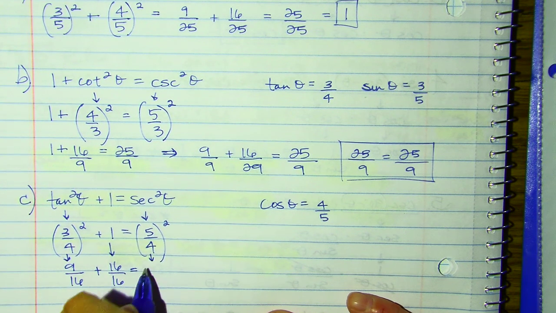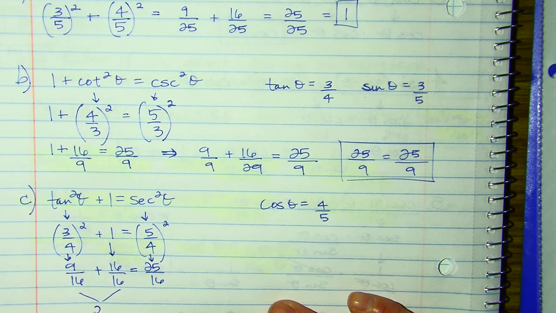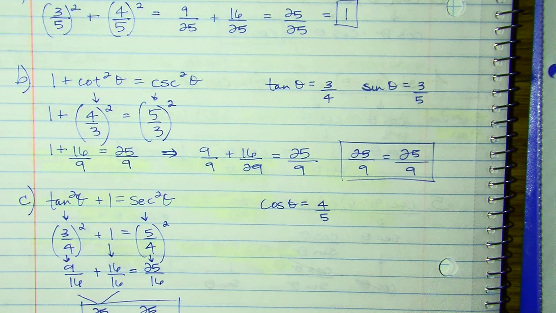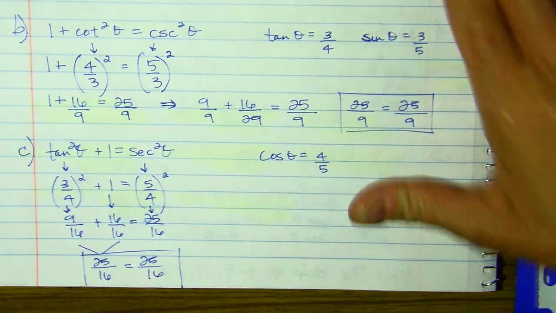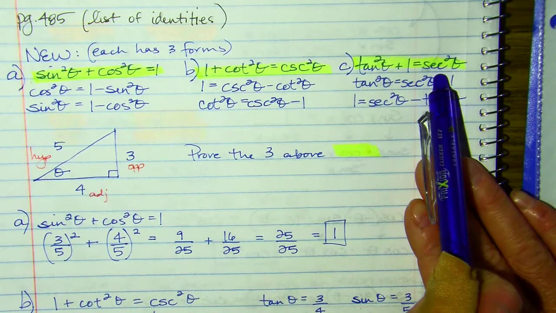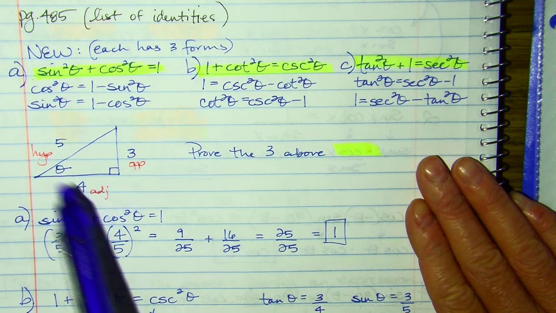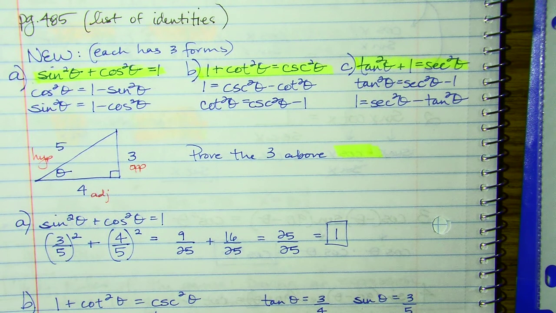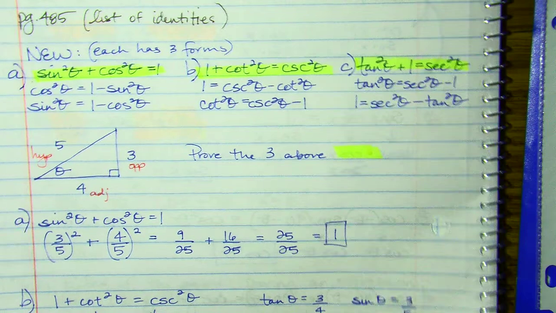Equals 25 over 16. And this side equals 25 over 16, and this side equals 24 over 16. So I have just proved these identities using a triangle with real dimensions, that these three identities work. So we are now going to do some using these identities to prove statements true, okay?